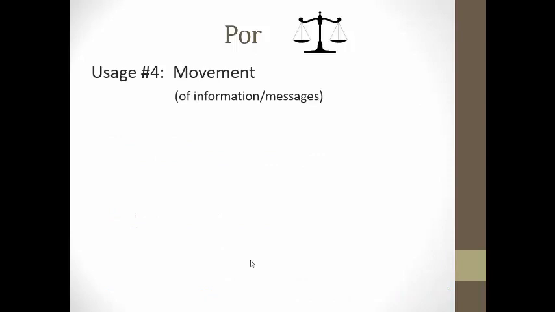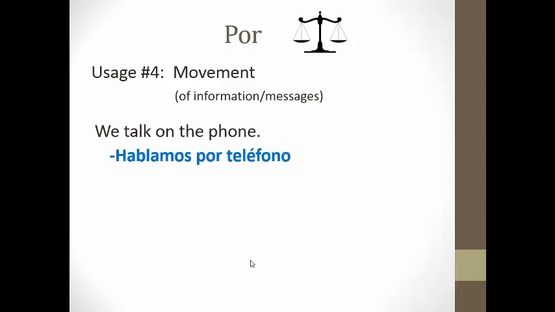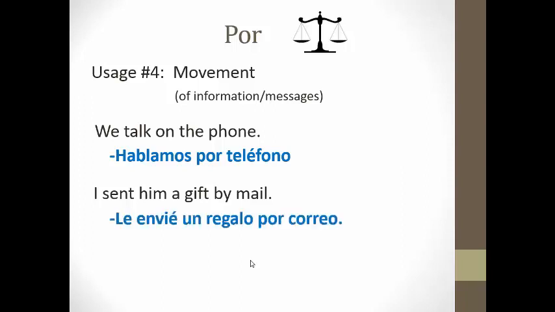Okay, let's look at the other things with movement. Okay, so movement of information or messages. So we talk on the phone, or if you said like we talk through email, we talk through text messages, that's all por. Okay, any type of movement of info or messages. Our example here, hablamos por teléfono. Okay, you guys almost all knew that from Spanish 1. Now you know why. And lastly, another movement here, this is through mail. Okay, so I sent him a gift by mail. Le envié un regalo por correo.